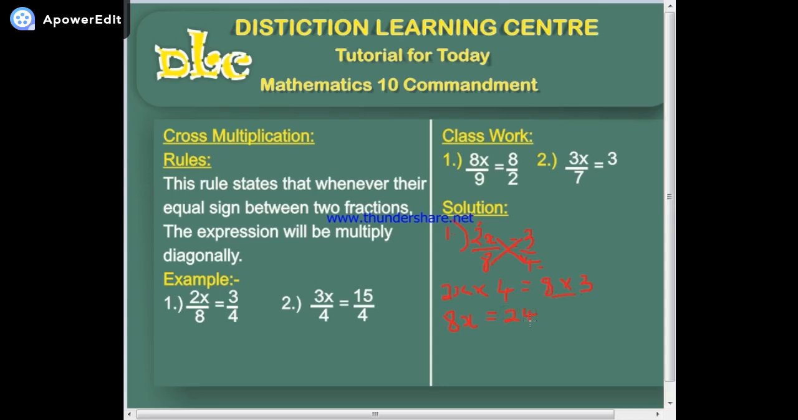And don't forget that we have done this particular principle in the previous lesson. That is division of both sides. So what we are going to do is to divide both sides by the coefficient of x, which is 8. So that means 8 will cancel 8, and 8 into 24 is 3. So therefore x equal to 3.